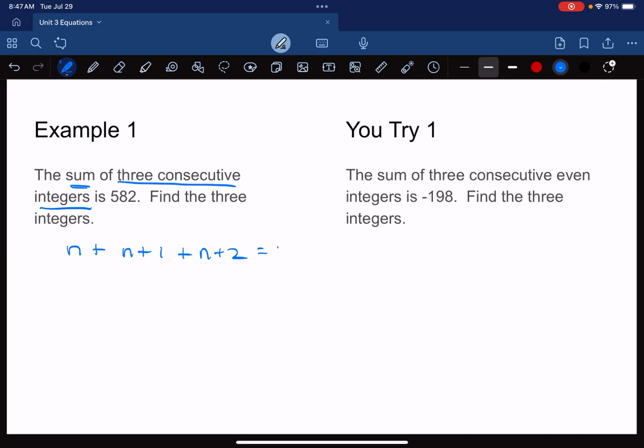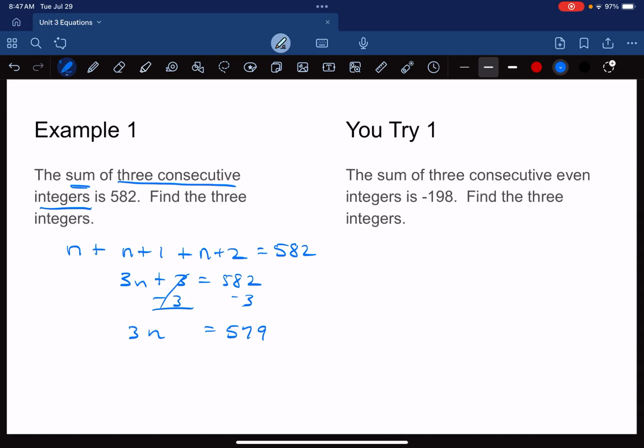Is means equals 582. Well, there are 3 n's there. There's a 1 plus a 2. I subtract 3 from both sides. That makes 499, right? No, what am I talking about? Makes 579. Sorry about that, fans.